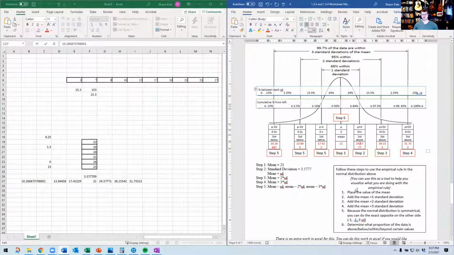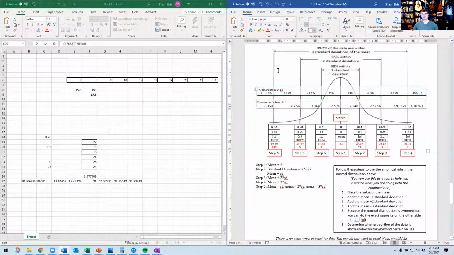Okay, now if I were to ask you what percent of the data falls below 24.5777, that's going to be 84%. But if I were to ask you what percent of the data falls between the values 17.422 and 24.577, you're going to do 34 plus 34, which gives you 68. 68% of all the data falls between these two values if the data is perfectly normally distributed.